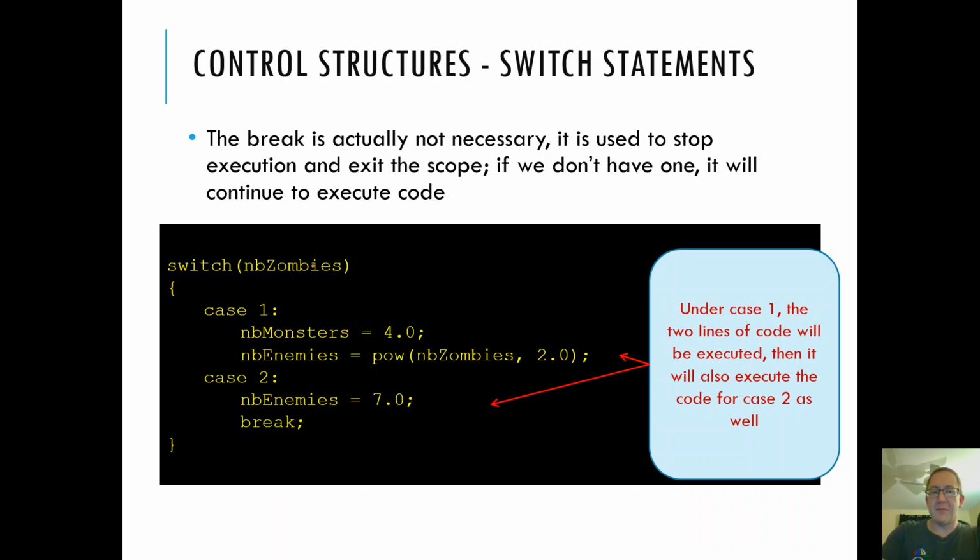So, number of zombies is equal to 1. I set the number of zombies equal to 4. I then set the number of enemies equal to 4 squared, right? So that should be equal to 16, number of enemies. And then immediately, the number of enemies is equal to 7. I will keep going until I hit the word break. I will just keep on going down this thing until I see a break. I will start when I find a case that works, but once I find a case that works, I keep going down until I see the word break. I will execute case 2 as well.